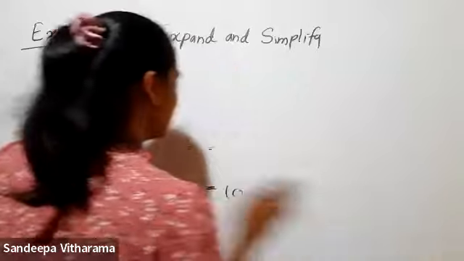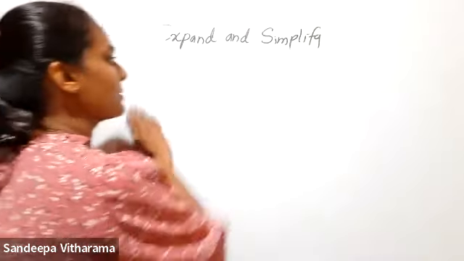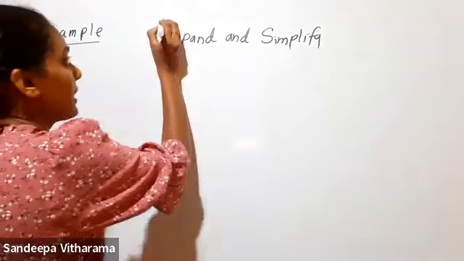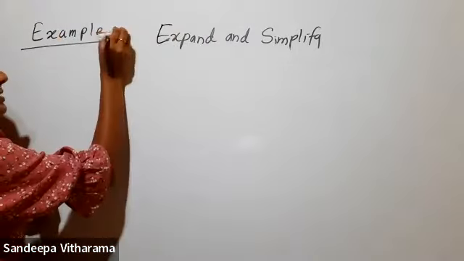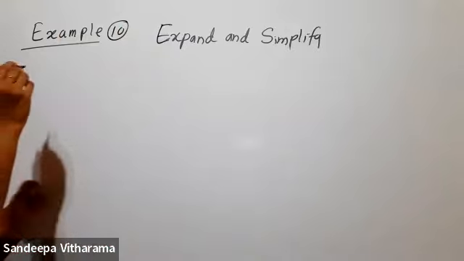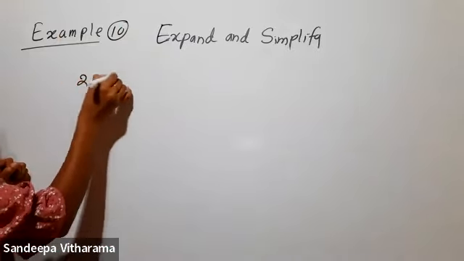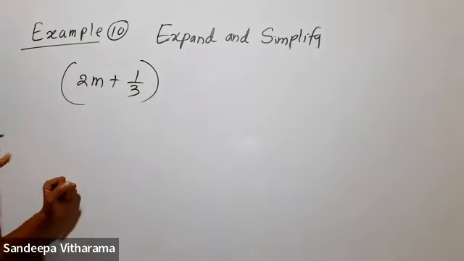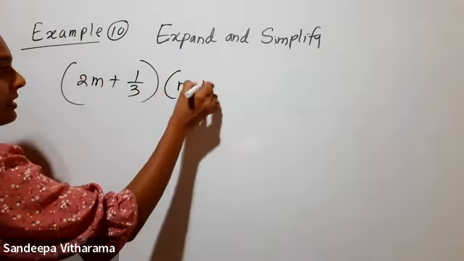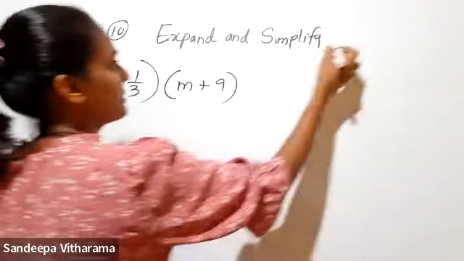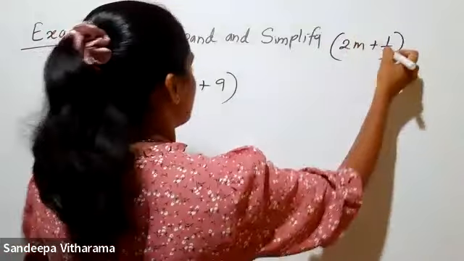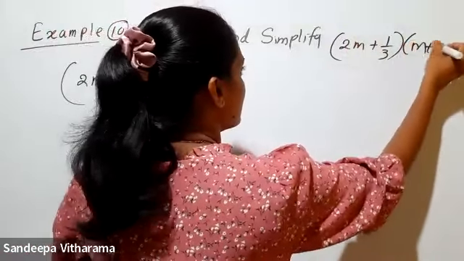It is the binomial expressions with terms with fractional coefficients. Okay, let's see. 2m plus 1/3 into m plus 9. That means (2m + 1/3)(m + 9).